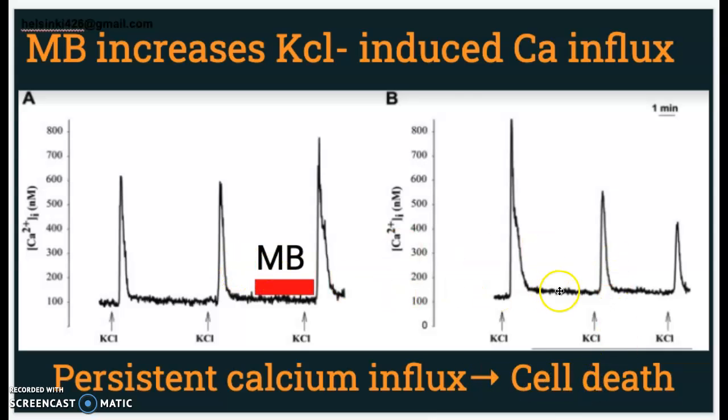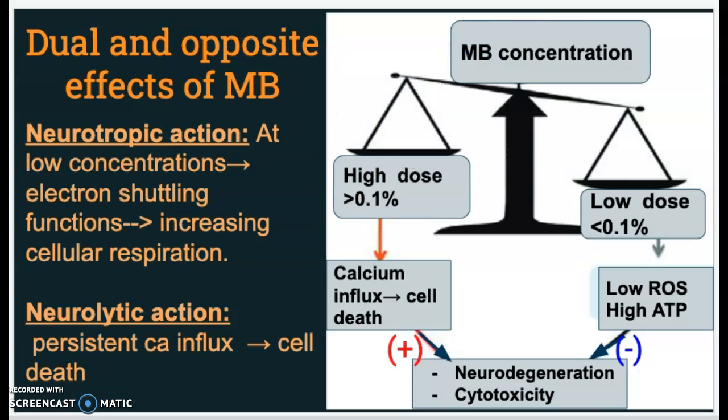We are still working on this study, so we'll probably need another few months to conclude what these data look like. From our data, we think there's a dual and opposite effect of methylene blue. At low concentration, less than 0.1%, it is neuroprotective because it produces more ATP by bypassing the electron transport, or enhancing the electron transport, I would say. And it produces less reactive oxygen species, which contribute to neurodegeneration and cytotoxicity.